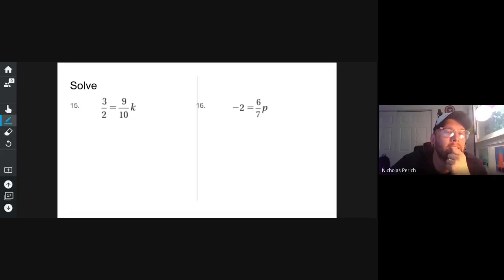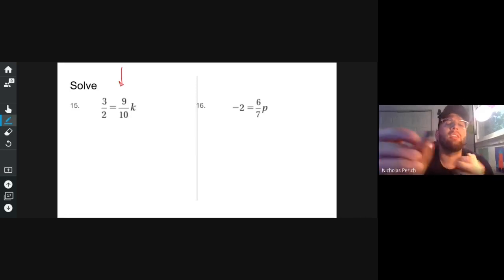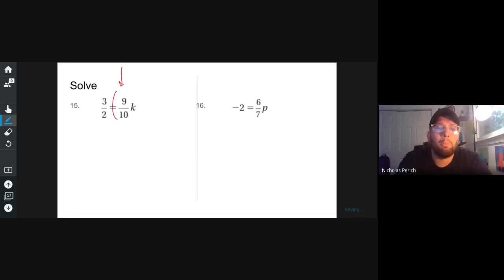And is K all by itself? No. What's in the way? 9 over 10 is in the way, and it's being multiplied to K. Now, normally, if something's being multiplied to K, I divide it from both sides. But instead of dividing a fraction, multiply the reciprocal. The reciprocal of 9 over 10 is 10 over 9. So I'm going to multiply both sides by 10 over 9.